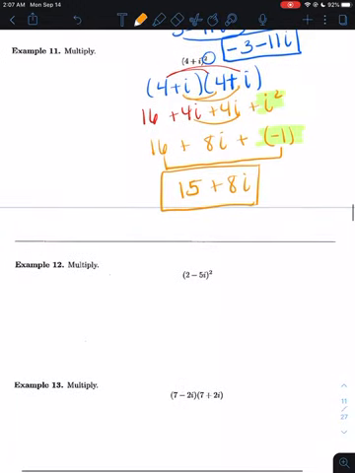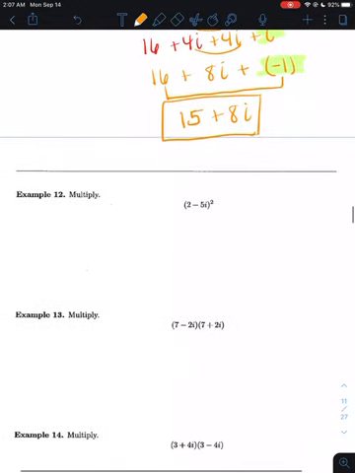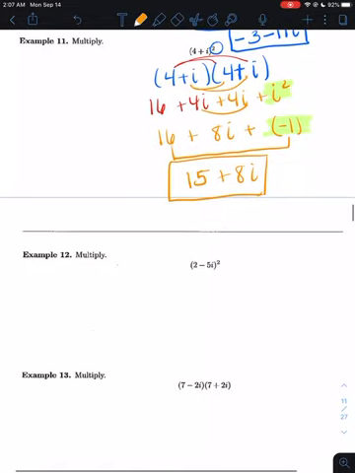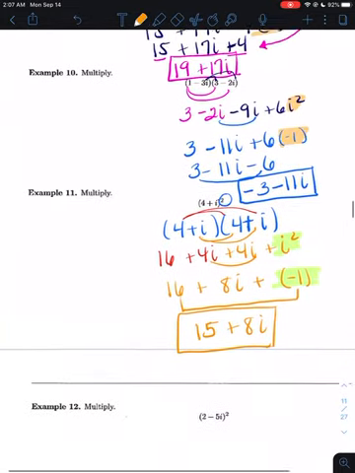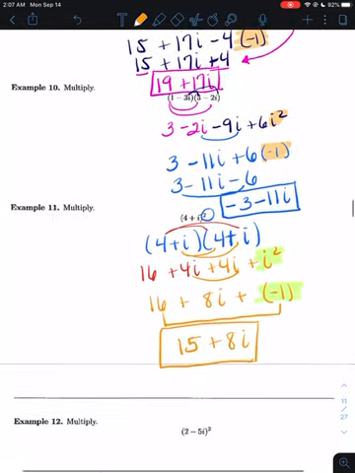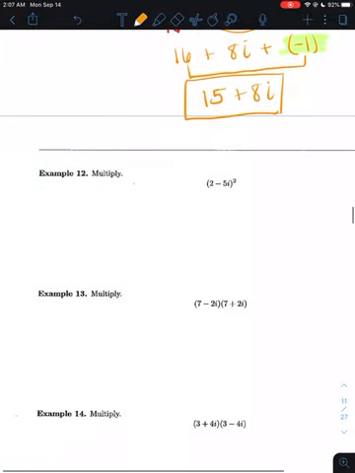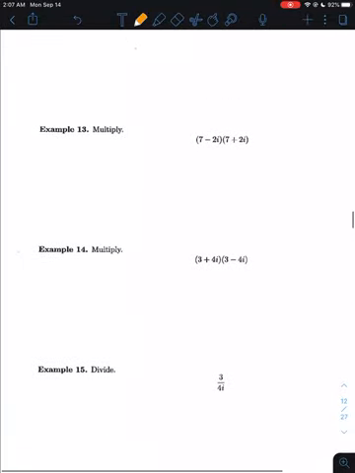All right. So I'm not going to do number 12. Number 12 is very similar to number 11. Actually, the last three are very similar. Number 12, you would just write it twice and then multiply.